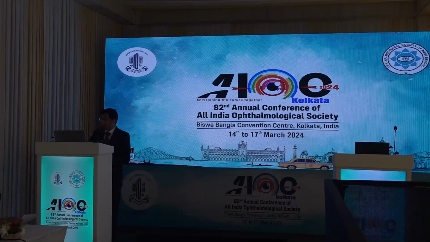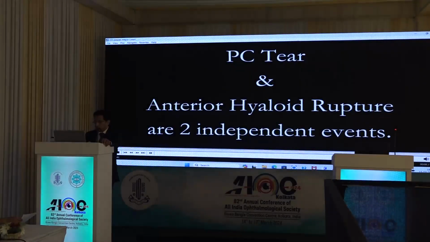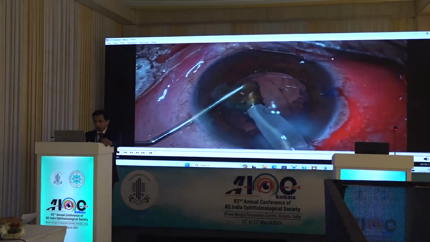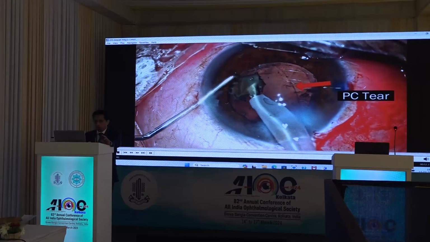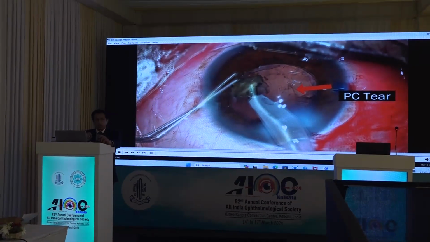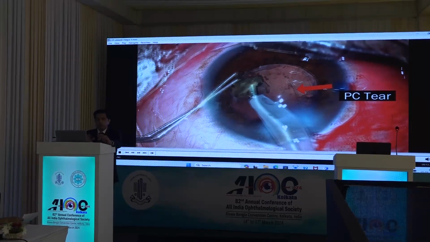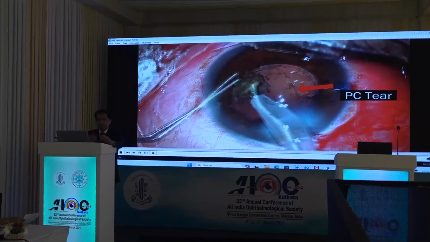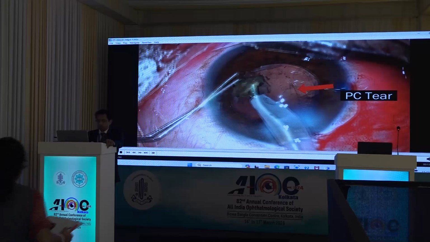So I'll be speaking on whether it is possible to prevent PC tear and the anterior rupture. I'd just like to remind you that these two are different entities. Posterior capsular tear and anterior rupture are independent entities. That's what I'd like to highlight in this short presentation.